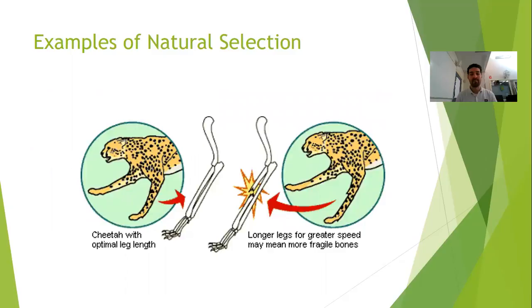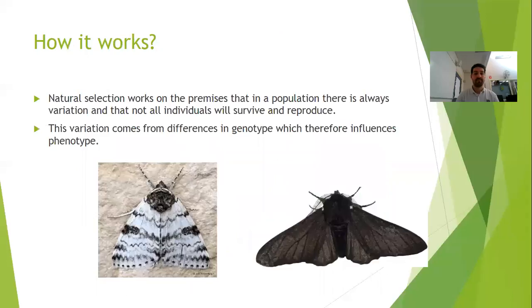So again, some examples: having, for example, cheetahs with different sized legs, there's going to be a particular length of bone that's most suited to survive and be able to reproduce. So ability to catch prey, run away from predators. And again, it's because of these differences that some of them have a greater chance of surviving compared to others.